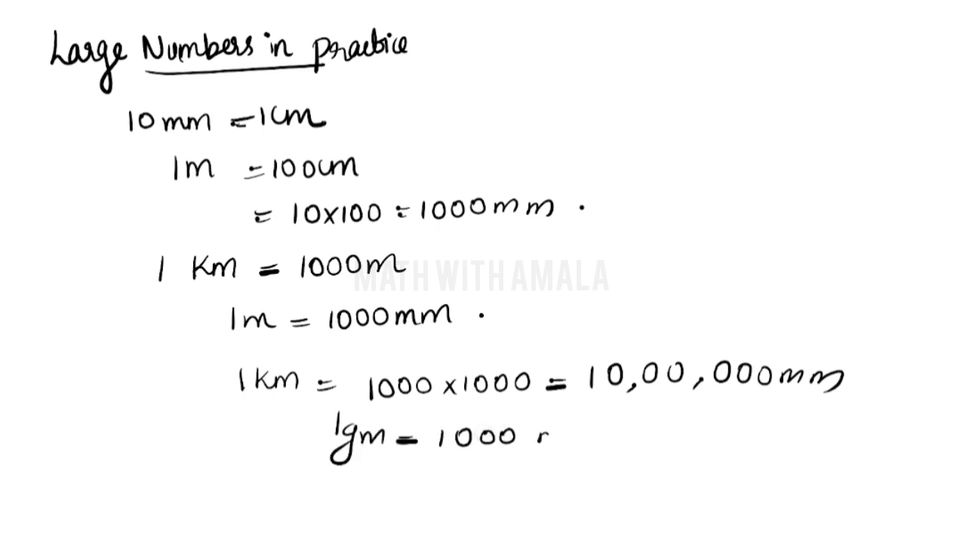Now let's represent gram in terms of milligrams. So gram is bigger, milligram is smaller, liter is bigger, milliliter is smaller. 1 gram is equal to 1000 milligram, 1 liter is equal to 1000 milliliter. But there is a difference between their units: milligram, gram, milliliter, liter, millimeter, meter. Like that there is a difference.